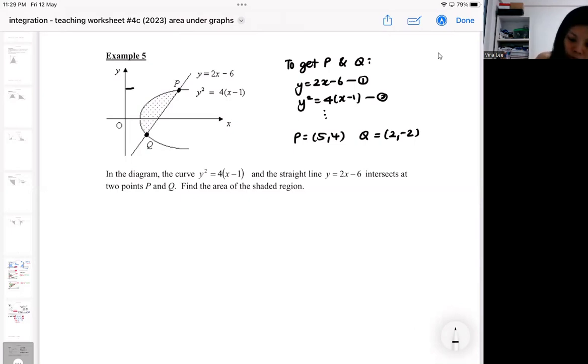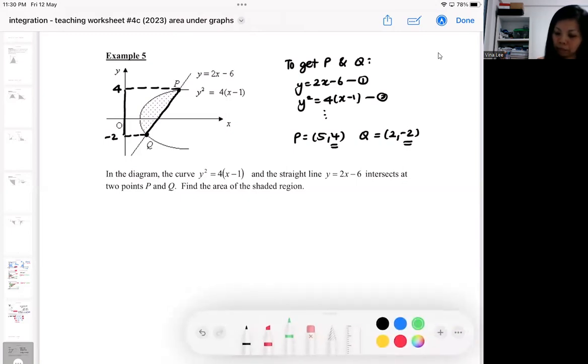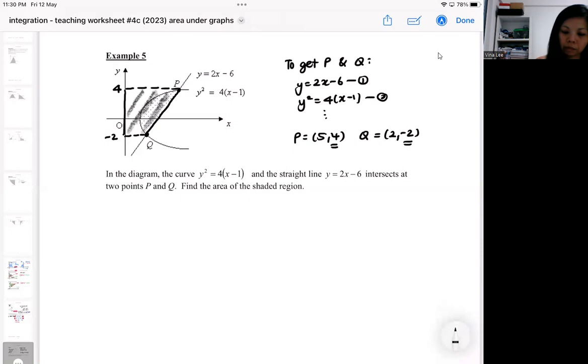You cross over the intersection. Remember, you dot over the intersection. So this will be 4. You dot over with the y coordinate. If I want the shaded area, I'm going to do the trapezium first. Like I mentioned, you can integrate the straight line.